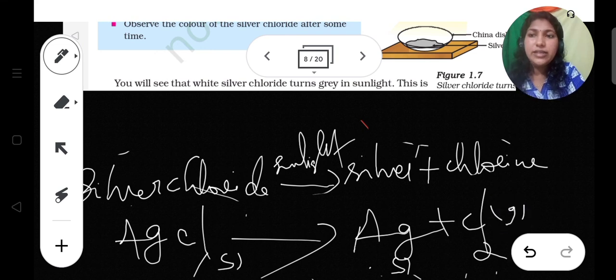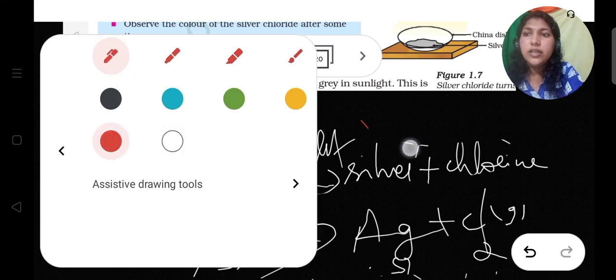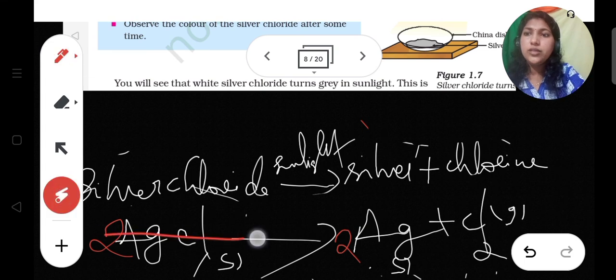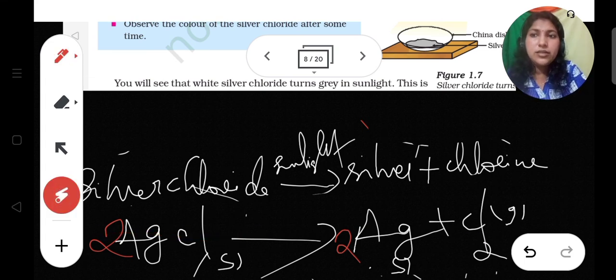So this is not balanced because silver is okay, but chlorine is not balanced. So we want to add a 2 on the left side, because of 2 Ag. So silver is balanced, right? Ag is 2 on the left and right, chlorine is 2, here also chlorine is matched. That is balanced. So here the left side reactant should be equal to the right side.